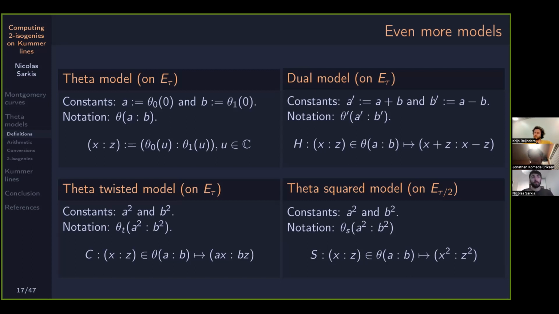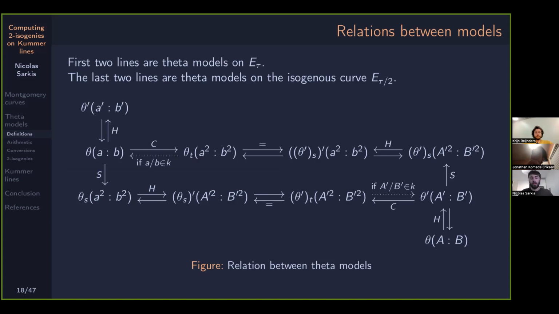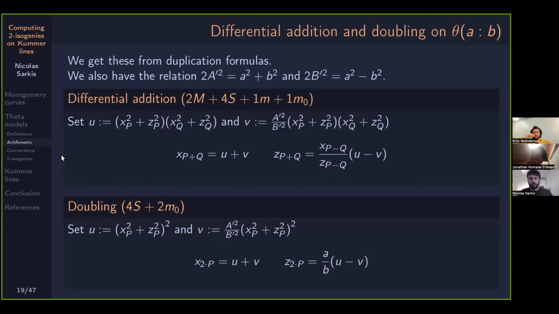Know that you can build lots of models from this one. You can also chain these operations and relate them that way. I don't want to detail this diagram. The idea is just to say that starting from the model theta AB, you can do a lot of operations with S, H, and C, and build many more models, with lots of relations between them. You have two main lines: the first line is on the curve E tau, and the second line is on the isogenous curve E tau over 2. So that's it for the definition, I think.